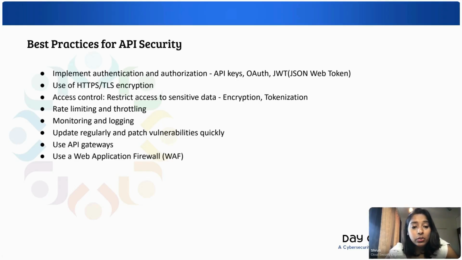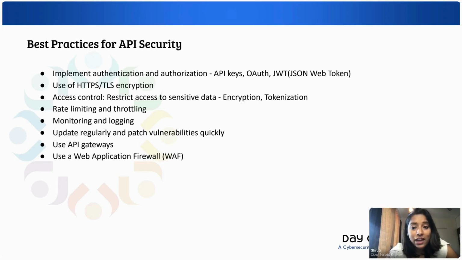The next is the use of HTTPS or TLS encryption. All communications between APIs and clients should be secured through an SSL connection or TLS encryption protocols like HTTPS. HTTPS or TLS ensures that all data sent over the wire is encrypted and kept safe from malicious third parties.